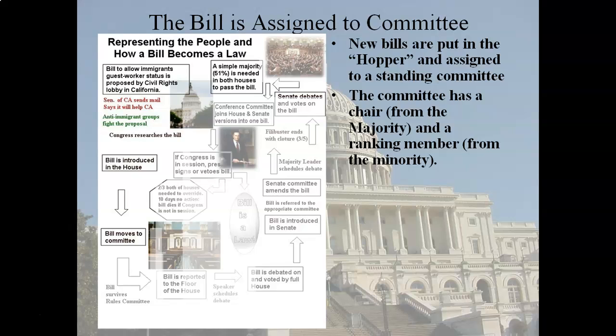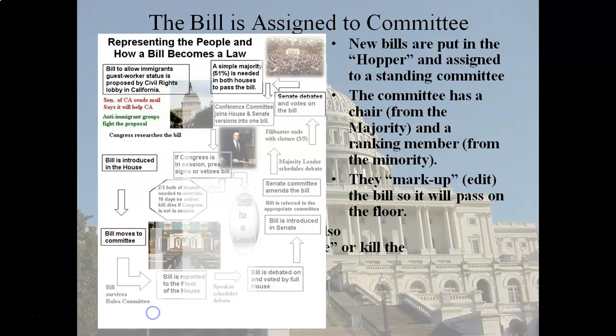And again, the member of the majority party will be the chairman, and the member of the minority party will be the ranking member. And in the committee, they will mark up or edit the bill so that it will be more likely to pass muster once it's put up for a vote on the floor of the entire House or the floor of the entire Senate. The committee also has the option to kill the bill, and when a committee kills a bill, it's called pigeonholing it. So when you pigeonhole a bill, that bill has died in committee and it will never get a vote from the full House or Senate.